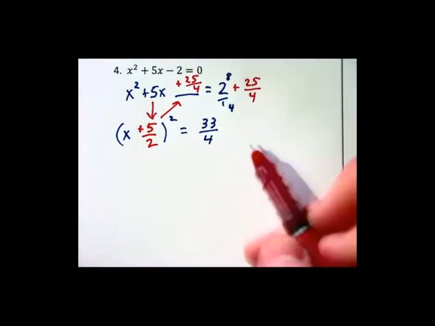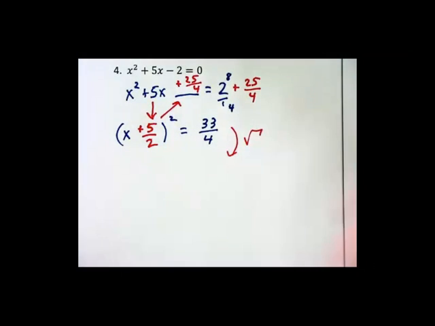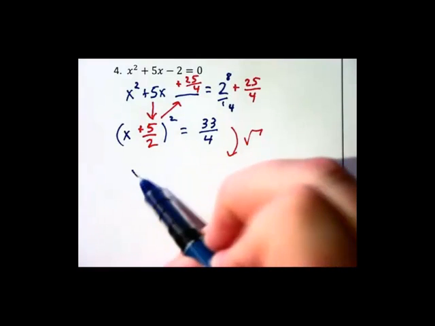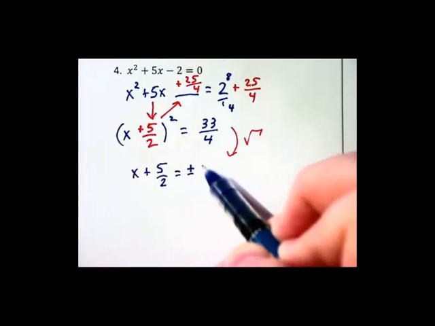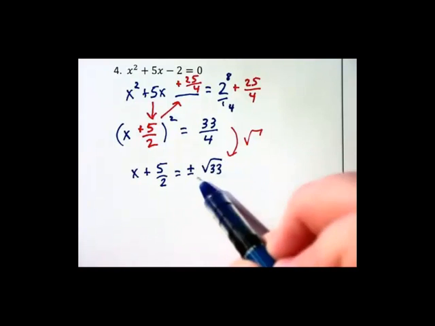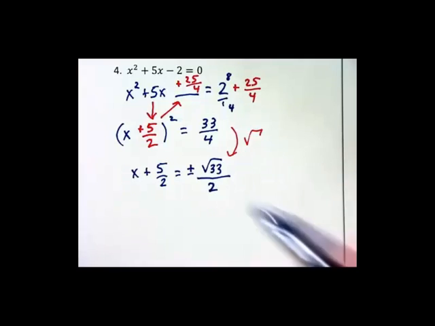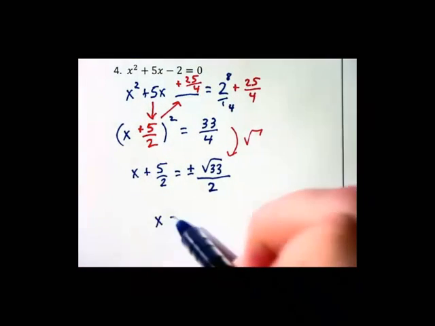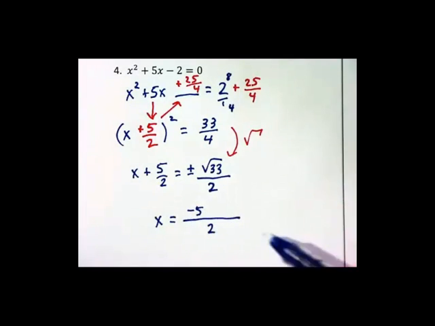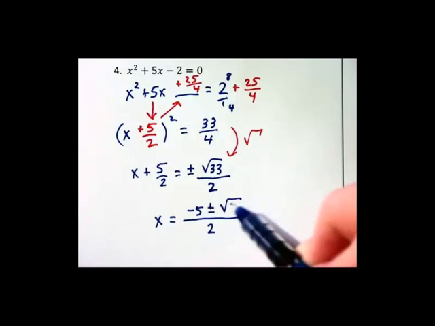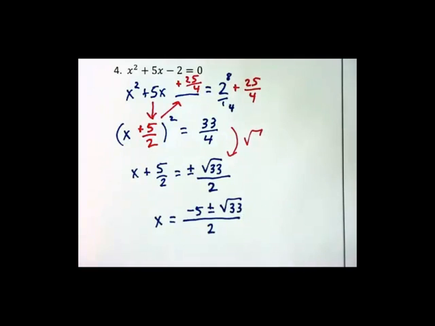Now we square root each side of the equation. The left side is x plus 5 halves. The right side becomes plus or minus the square root of 33, and the 4 actually square roots to a whole number 2, so notice that only the numerator has the radical on it. And we see on this problem that we've got a common denominator on each side, so when we subtract 5 halves on each side, we can rewrite it all over that common denominator, and we get negative 5 plus or minus root 33 all over 2.